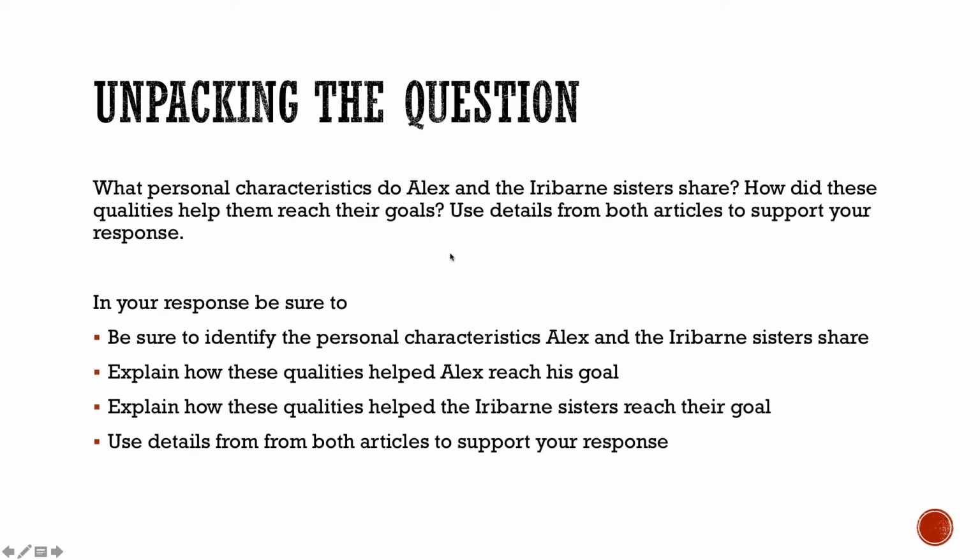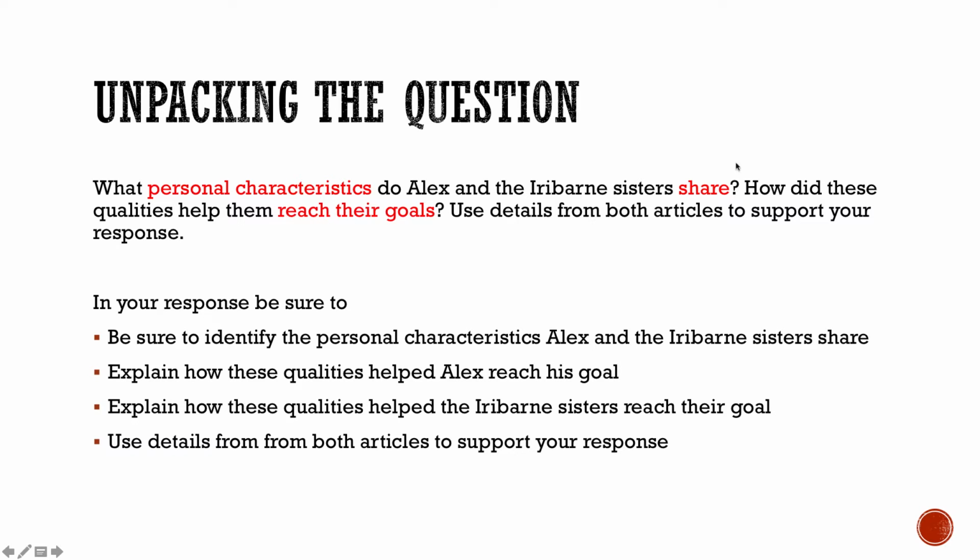Okay, so what is the vocabulary here that seems important? I'm going to highlight this in red. Definitely personal characteristics. That seems to be some key vocabulary for this question. And of course, this is the thing that they share in both articles, so I know I need to pay attention to that. And then the second part of the question says, how did these qualities help them reach their goals? That's some more vocabulary that I need to be thinking about.